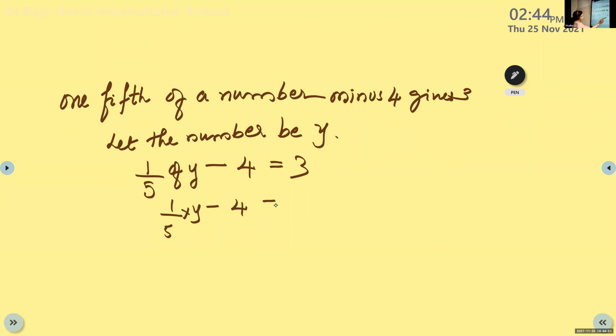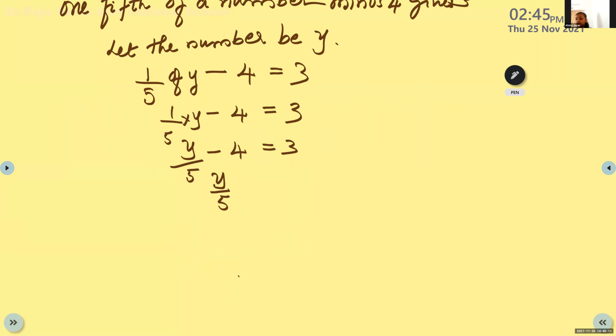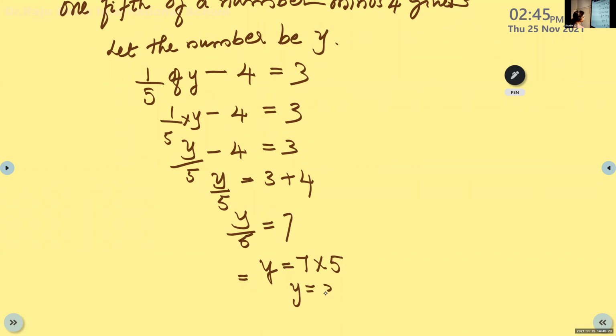Minus 4 is equal to 3. 1/5 into y is y by 5, isn't it? 1 into y, y. Then y by 5 minus 4 is equal to 3. So how to solve it? 3 plus 4 is equal to 7. So y by 5 is equal to 7. So what is y? 7 into 5. Very good. So y we will get 35. Any doubt in the step, children?